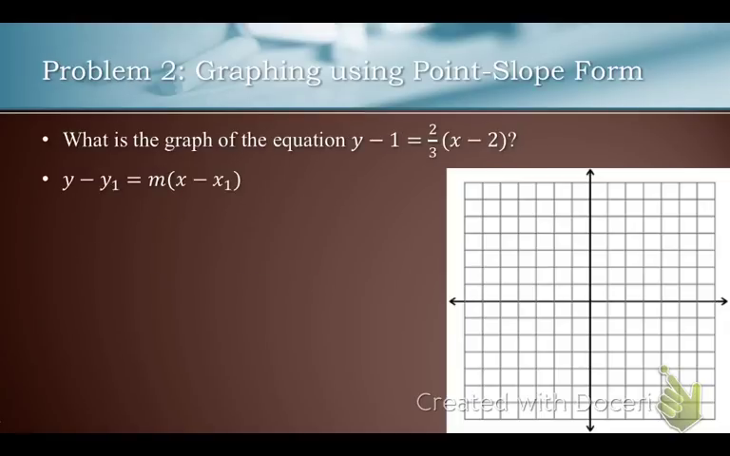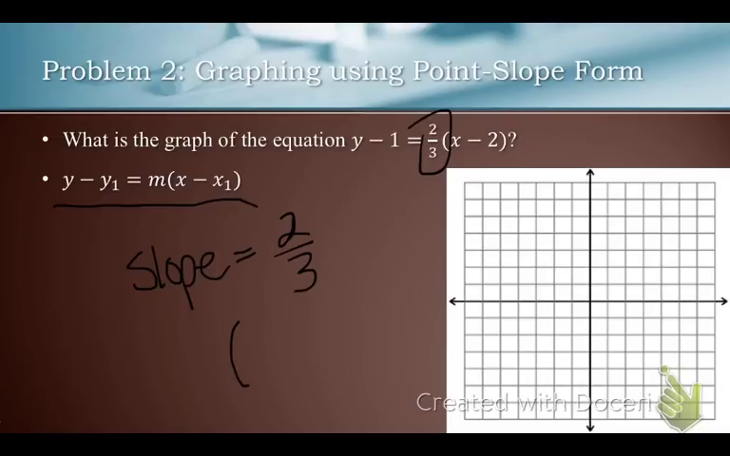So how do we take this then and graph it? Well, as I look at this, the graph of the equation y minus 1 equals 2/3 x minus 2. I know that because of the format, the template for my equation here, that 2/3 is my slope. And then I believe that I can, from this equation, come up with one ordered pair to start with.